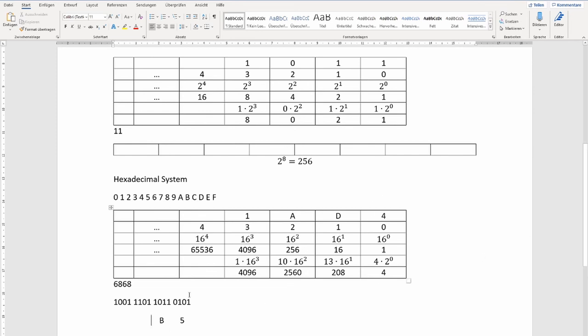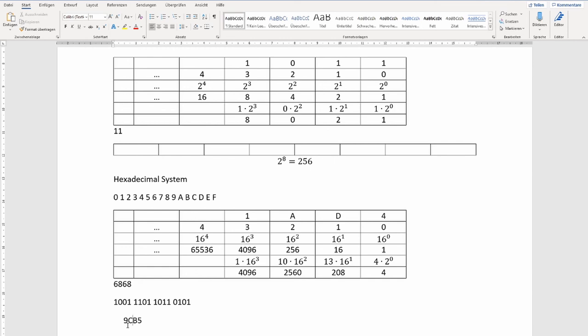What do we have here? 1 and 4 is 5, and 8 is 13. So we have a C here. And what is this? 8 and 1 is 9. So that's the hexadecimal representation 9CB5. And now you can easily write it down. No issue. Much less letters.